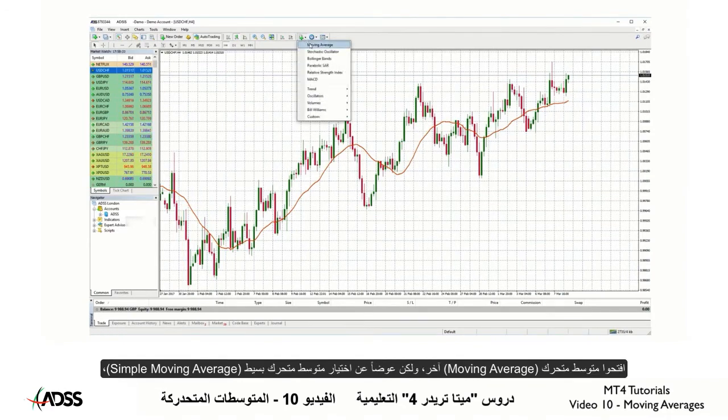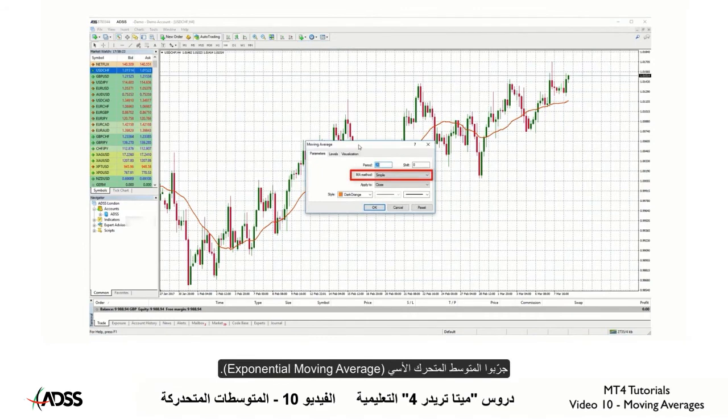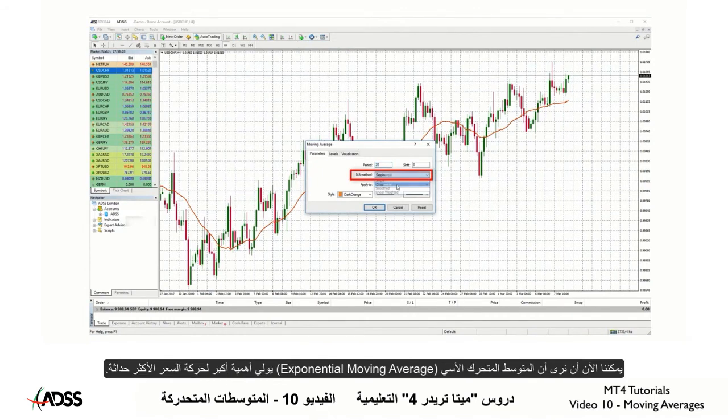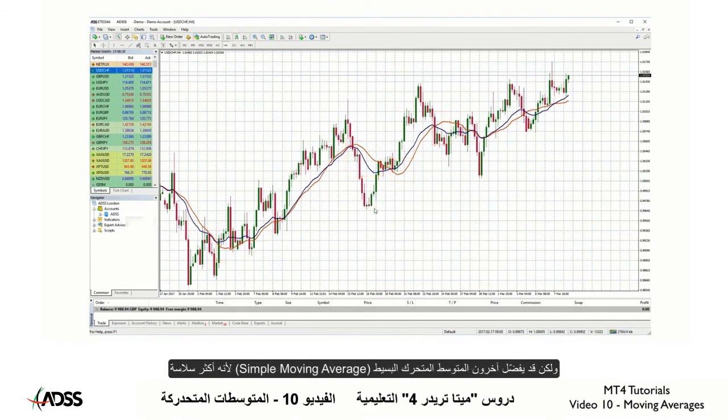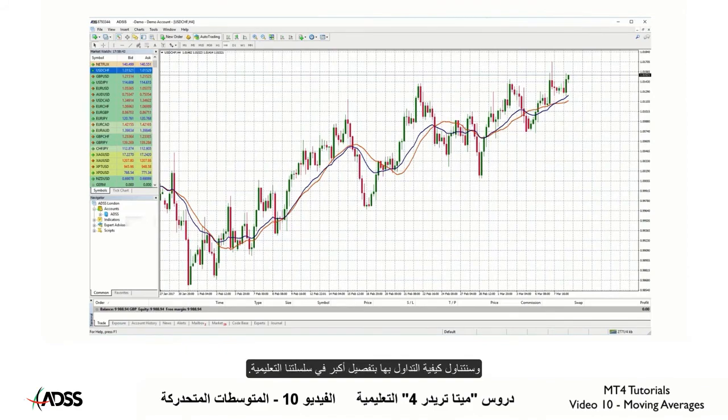Open another moving average, but instead of a simple moving average, let's try an exponential moving average. Now we can see that this exponential moving average, or EMA, gives more weight to more recent price action. One may consider the EMA to be more accurate than the SMA, but others may prefer SMAs as they are smoother. Your preference will come from practice and your trading style. We will look more at how to trade these in our education series.